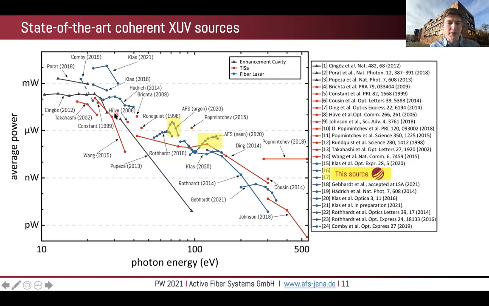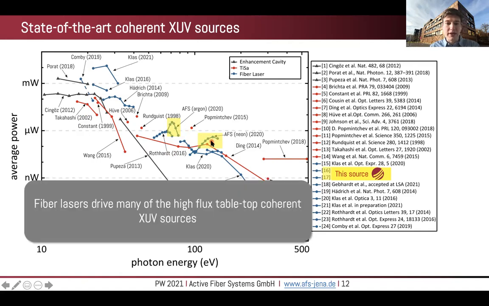So I would like to start with this overview graph, which shows the average power in a single harmonic over photon energy for different realizations, laser systems, and publications. And actually what I will show in the following is that our source that we show here in this spectral region actually is the most powerful in the world. So generally, you can see that fiber laser driven sources have now shown the highest average power of coherent XUV sources, up to a bit more than 100 eV.